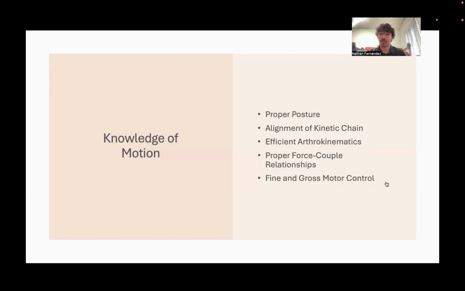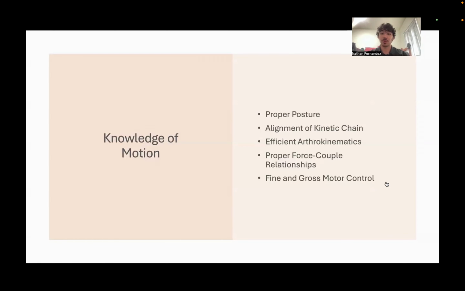Next, proper force-couple relationships. Muscle groups around each joint should engage in a coordinated, synergistic way. The gluteus maximus, quadriceps, and hamstrings should be contributing to hip and knee extension, while the core muscles stabilize the spine and the pelvis, keeping that neutral spine and well-symmetrical trunk. The plantar flexors assist with final propulsion through the ankles, and each muscle group should balance its counterpart to maintain joint stability and produce smooth, powerful movement.